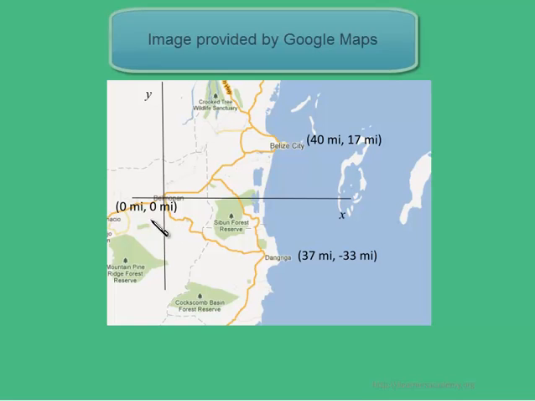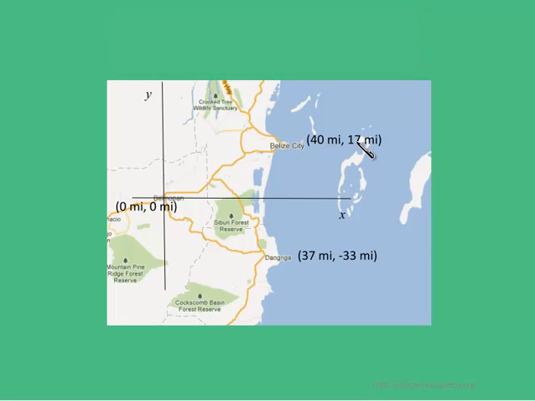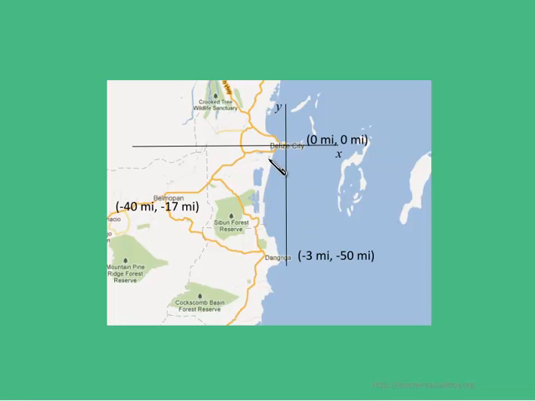Well, one person could decide to set it up this way. Place the origin at Belmopan, and then Belize City would be at (40, 17) in miles, and Dangriga would be at (37, -33). In a real situation, if you're trying to solve a problem, you would not necessarily try and draw this map. I'm just drawing this here to illustrate what I'm trying to say here. You don't have to place the origin here, however. You can place the origin here, in which case now Belize City is at (0, 0), Belmopan is at (-40, -17), and Dangriga is at (-3, -50).